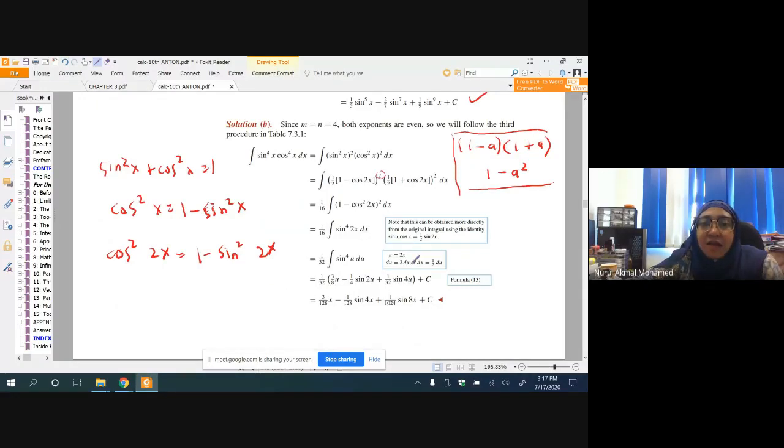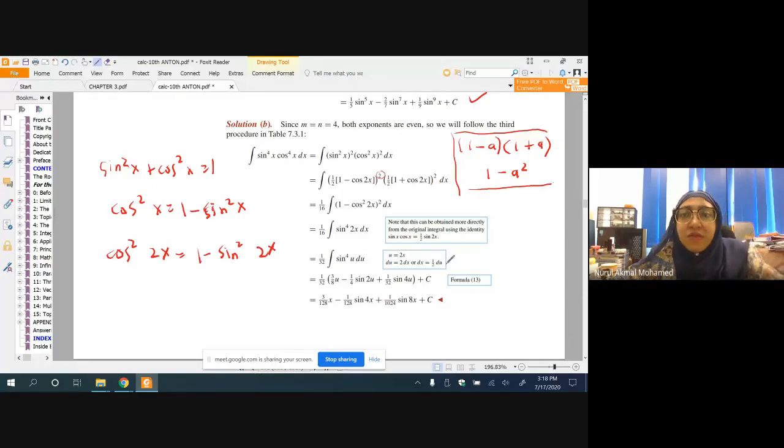After that, you can solve this integral, sine to the power of 4 u du. I think this is not a correct way to write or to use substitutions. If you have sine to the power of 4 u du, how do you get this?